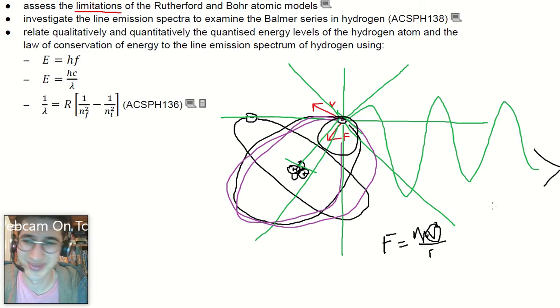Now, this doesn't happen. Obviously, it's a big limitation of Rutherford's model. Electrons don't collapse into the nucleus. Atoms are stable. Atoms aren't just releasing X-rays all the time. So something about Rutherford's idea of orbiting electrons is very, very wrong.